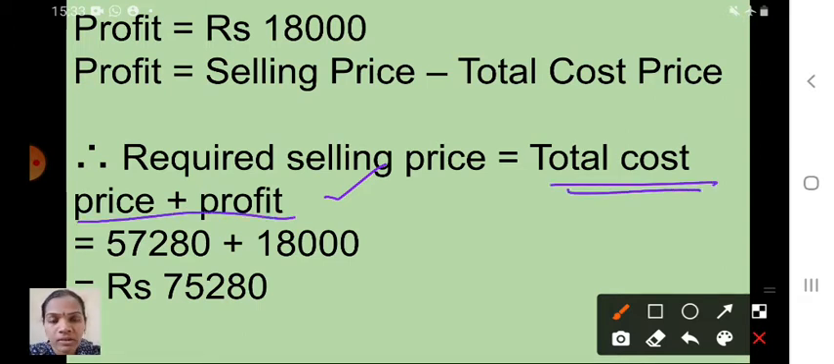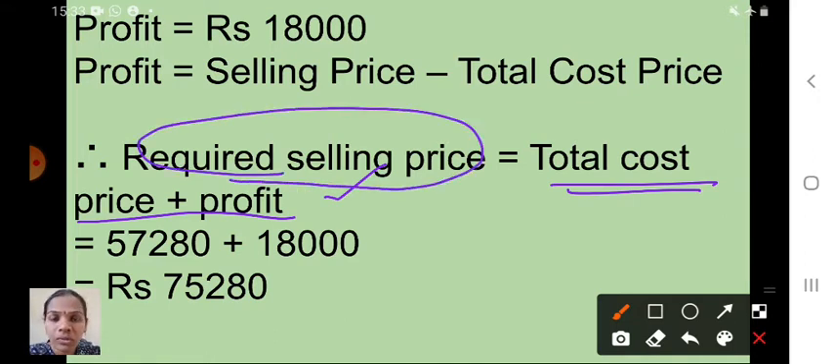So children, don't get confusion here. Required selling price we have to find. For that, what we have to do? We have to do total cost price plus profit. So total cost price already we found, that is 57,280 rupees plus 18,000 rupees, that is a profit. So if you will add these two things, you will get what? 75,280 rupees. Understood children?